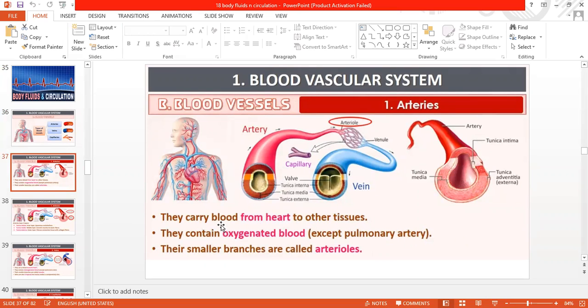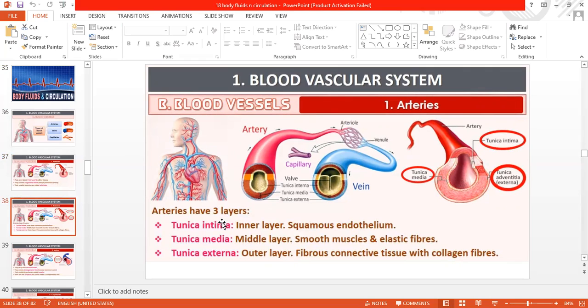As I told you, what are arteries? Arteries carry blood from the heart to other tissues. Generally, they carry oxygenated blood, except for the pulmonary artery, which carries deoxygenated blood. The smaller branches of the artery are known as arterioles.